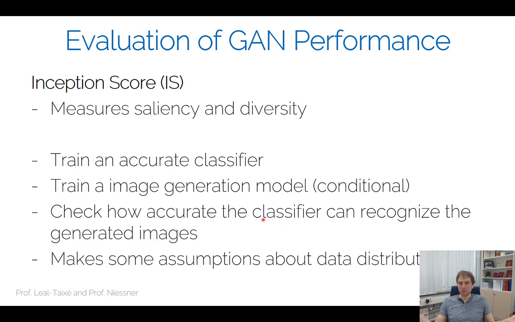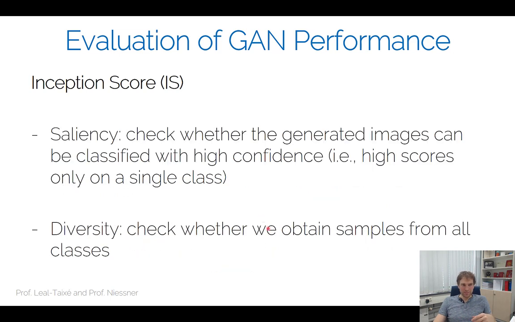So let's say I'm generating cats and dogs. If the classifier tells me it's 100% dog, I'm good. If it tells me it's 100% cat, I'm good. If it's half dog, half cat, that's not so good. Then I generated something weird. That's the idea, and this is called saliency. This is the first term we have to consider.